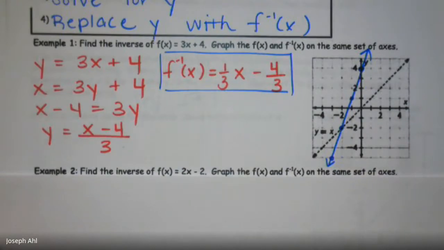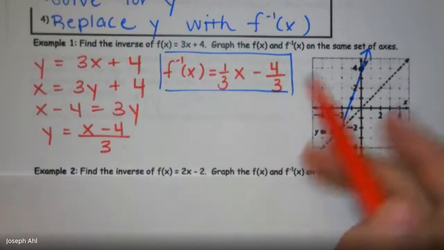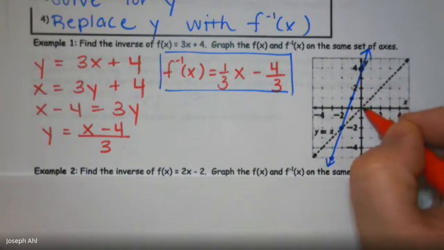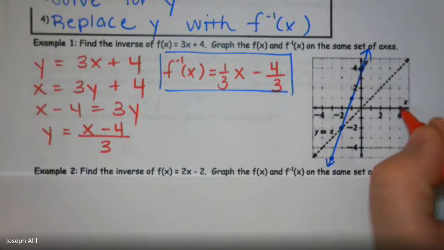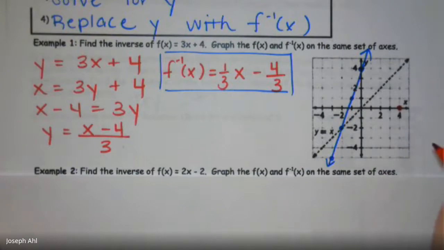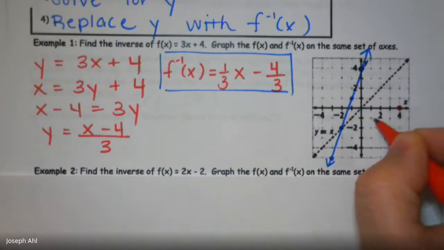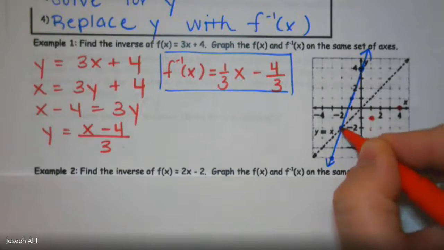But how could I be even more accurate? I don't necessarily have to graph this linear function. I could just take some of the coordinates here and switch them, right? Instead of having 0, 4, we're going to have 4, 0. And actually, once I have just one of those points, I can switch the coordinates around, and instead of rising 1 and running 3, I could go down 1 and to the left 3.